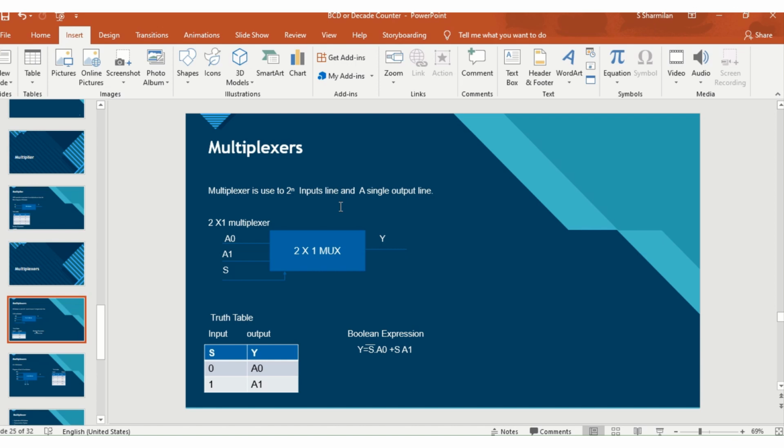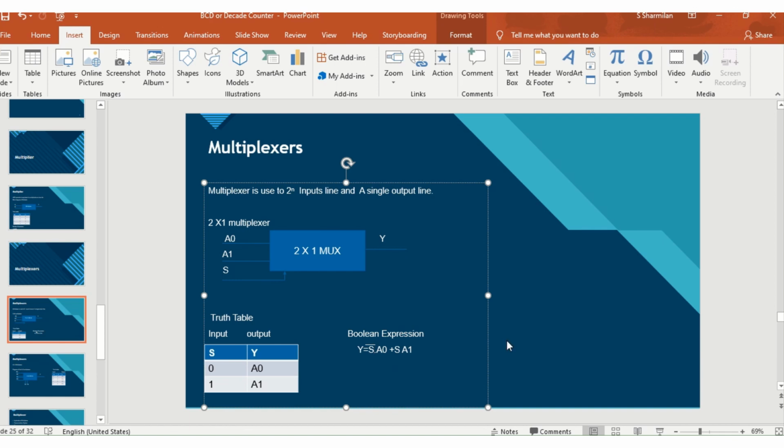Here n equal 1. So here I take 1 selection input. That means 1 selection input, and I take 1 output. This is the truth table of the 2 into 1 multiplexer. This is the Boolean expression.